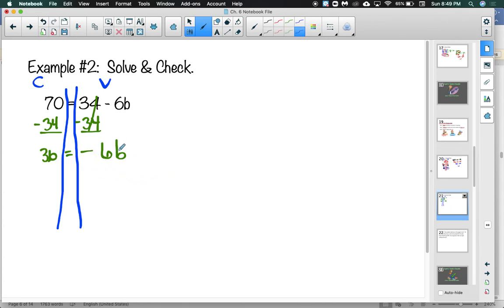So solving means I have to isolate the variable. This is negative 6 times b, so I've got to use division to get rid of that negative 6. Divide both sides by a negative 6. These guys cancel out. We're left with one positive b all by itself. 36 divided by negative 6. Let's start with our sign. A positive divided by a negative is a negative. 36 divided by 6 is 6.